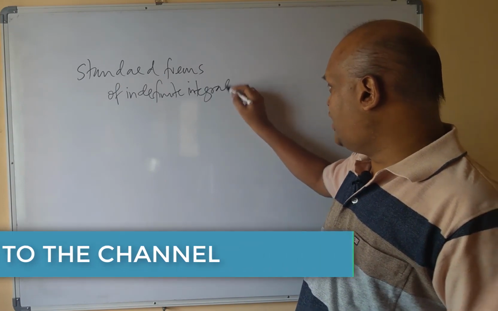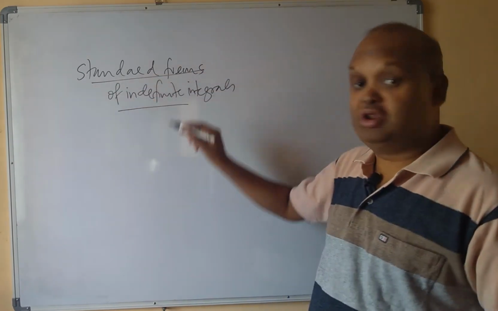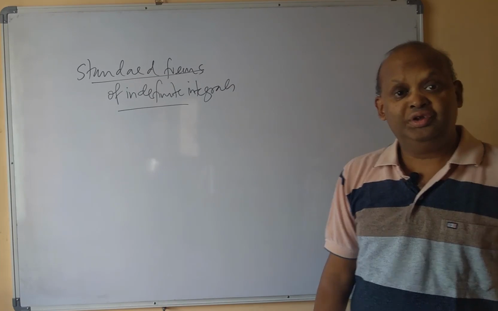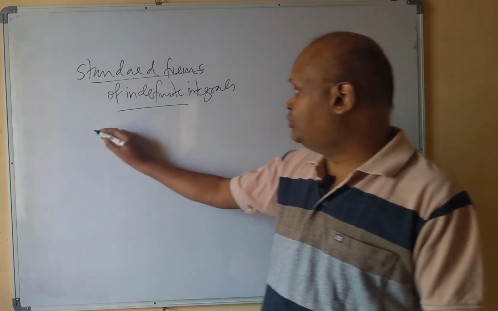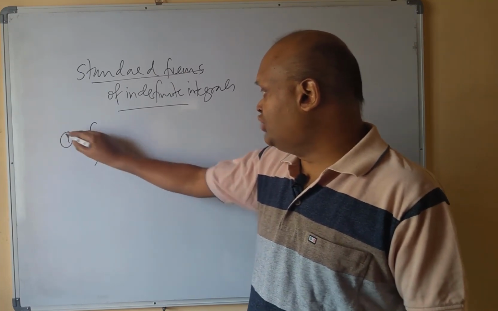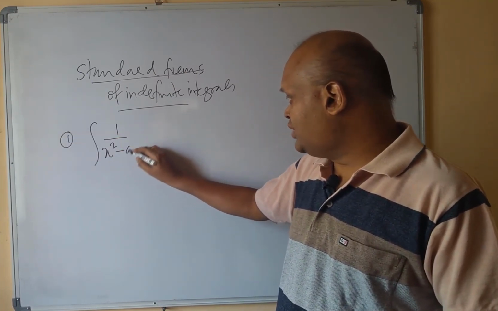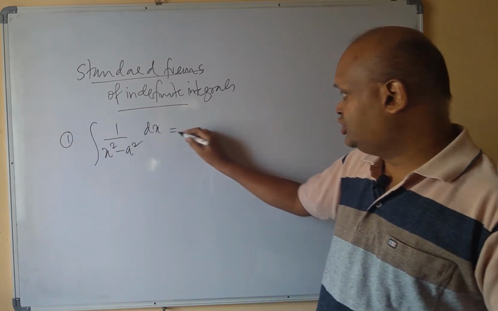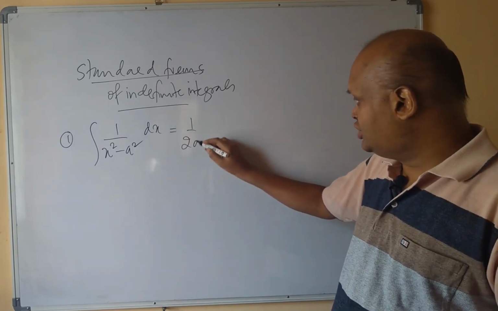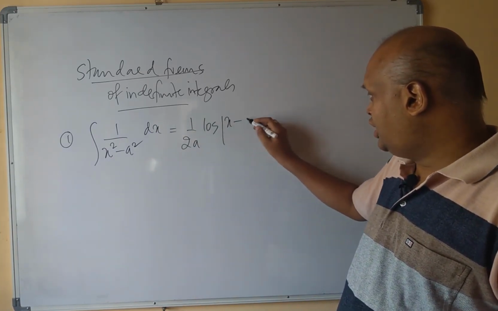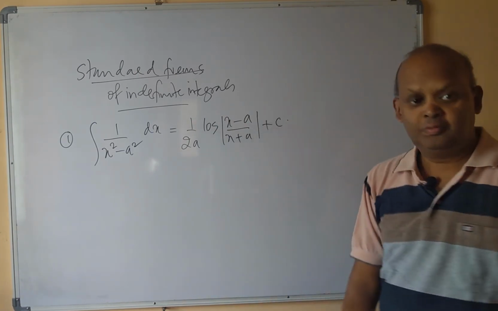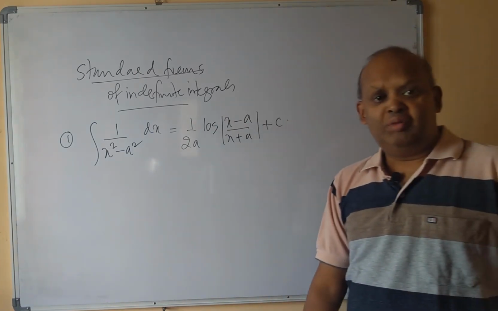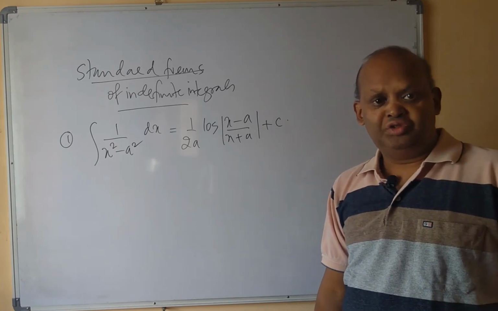Remember, this can be elaborated and used in several ways. So I am going to discuss now, see the problem. The first standard form is integral of 1 upon x square minus a square dx is equal to 1 by 2a log of (x minus a) upon (x plus a) plus c. Now we are going to discuss the problems.